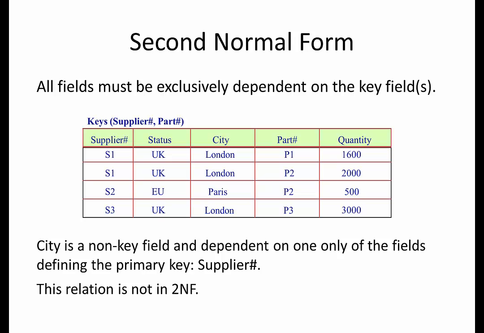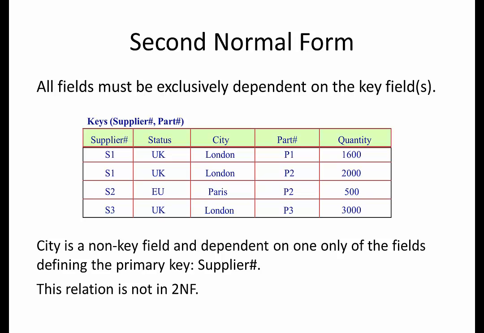Now, city is a non-key field. A city is where the supplier is, and the status is where the supplier is providing to. So it's UK or EU. So we're post-Brexit already here in this table. We're looking forward. So the city is where the supplier is. It has no connection to part number whatsoever. So it is not dependent on the primary key.